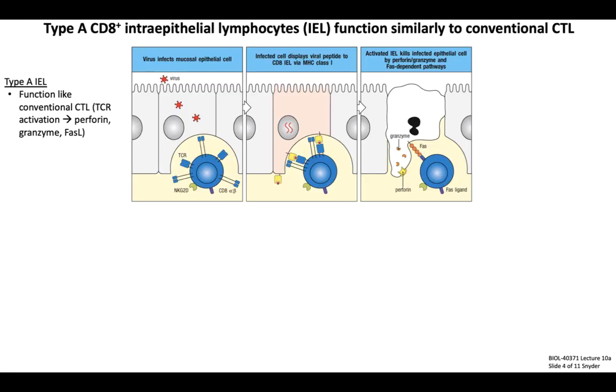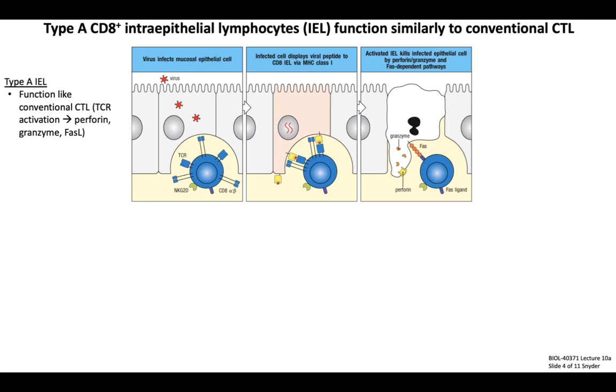Intraepithelial lymphocytes, or IELs, have some unique activation properties compared to naive CD8s that are primed in lymph nodes. So these IELs have an activated phenotype even in the absence of infection, so we can think of them as being primed to respond to infection on short notice. There are two different subsets of IELs which differ with respect to how exactly they function. We can first look at type A IELs, which function very similarly to conventional T cells.